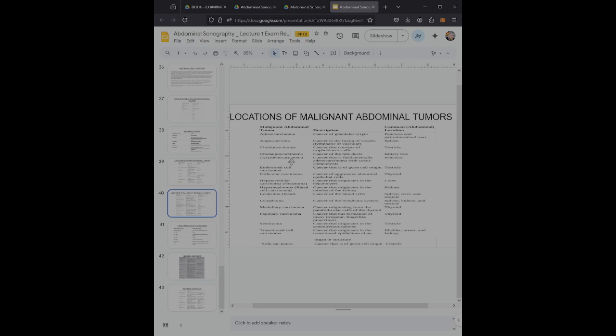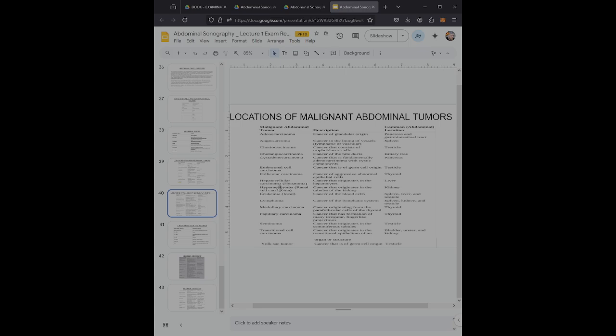And we said adenocarcinomas are cancers of glandular origin, seen in the pancreas and the GIT. When they carry with them a cystic component, we refer to them as cystadenocarcinomas, commonly seen in the pancreas. Embryonal cell carcinoma is cancers that are of germ cell origin, seen in the testicles. Follicular carcinoma, these are cancers of aggressive epithelial cells, seen in the thyroid. Hepatocellular carcinoma, or commonly referred to as a hepatoma, are cancers that originate in hepatocytes, seen in the liver.